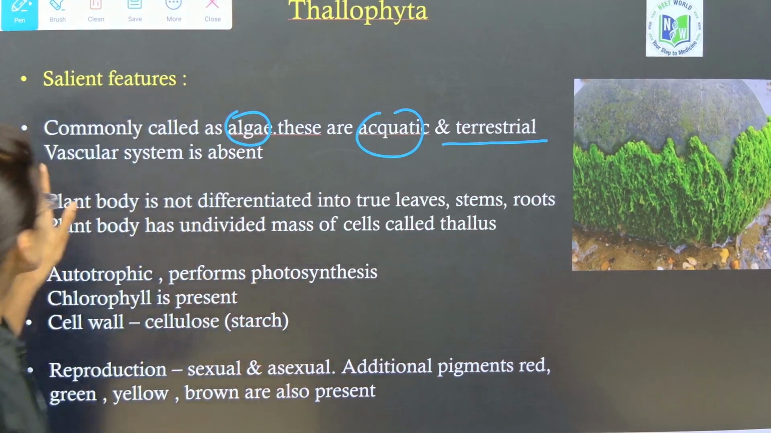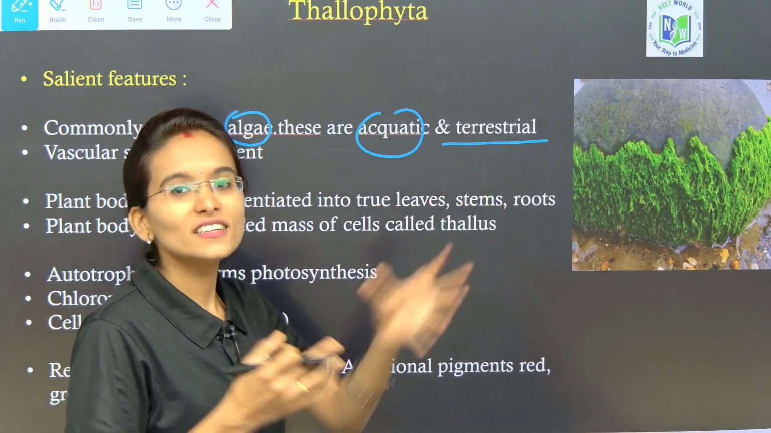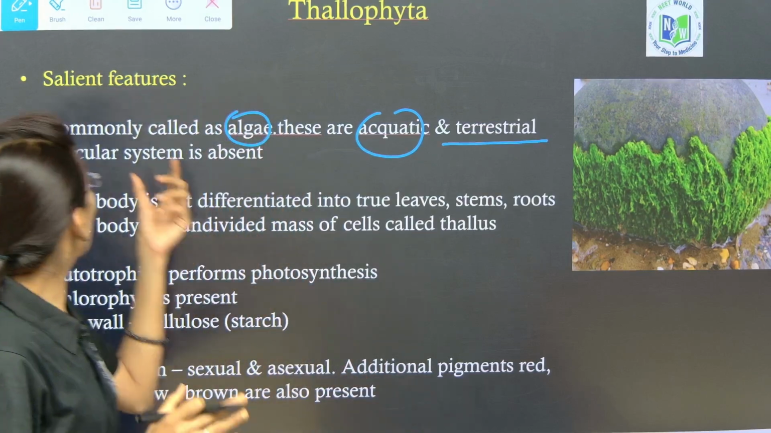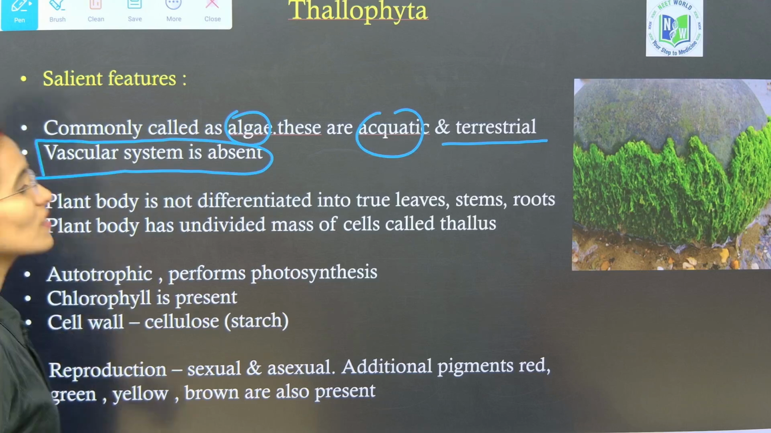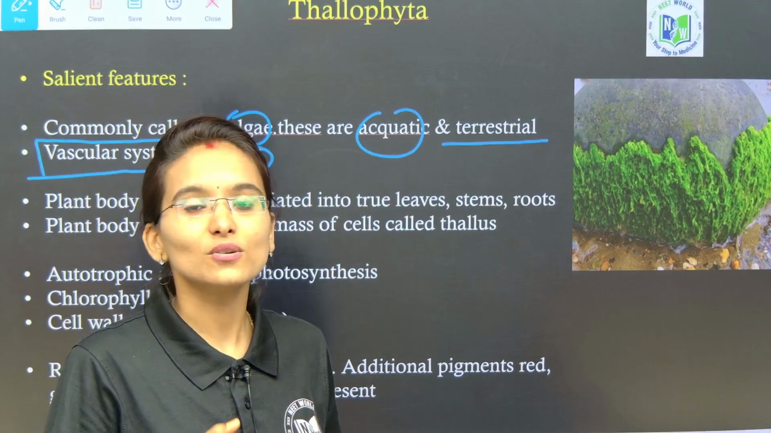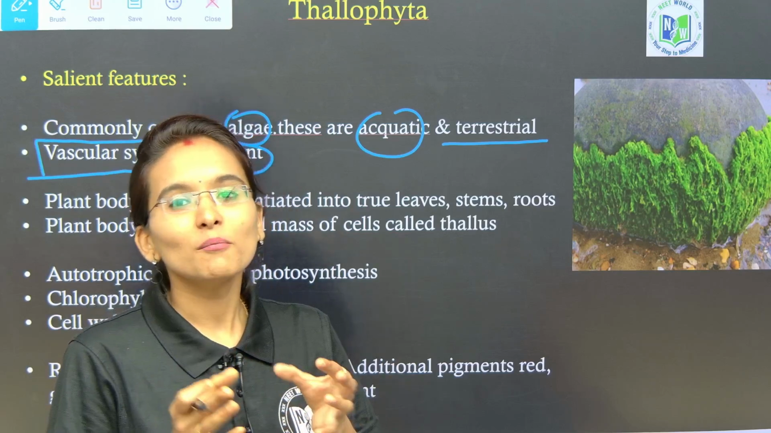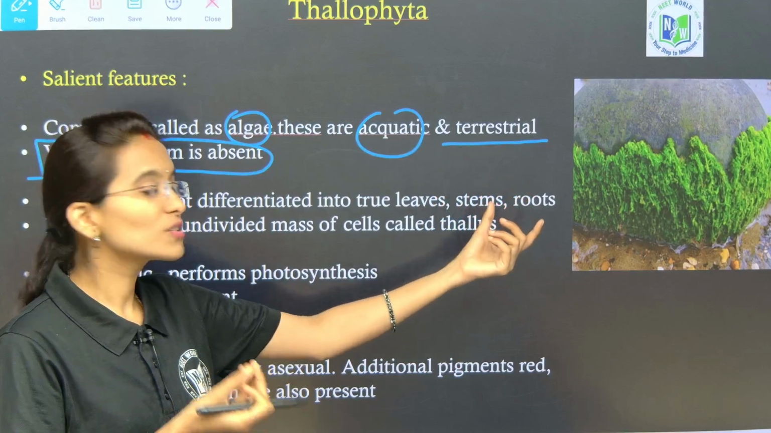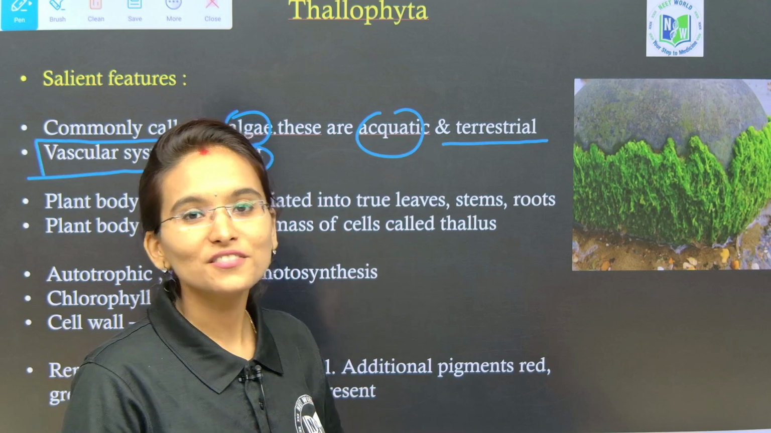Yes, so these are commonly called algae and these are aquatic and terrestrial. It means they can live on the land as well as in the water. And next, the vascular system is absent. The vascular system is absent in the sense that it does not contain the conductive tissues. For the transport of water and minerals we require xylem and phloem. But when it comes to the Thallophytes, the algae, they lack the xylem and phloem, the conductive tissues.